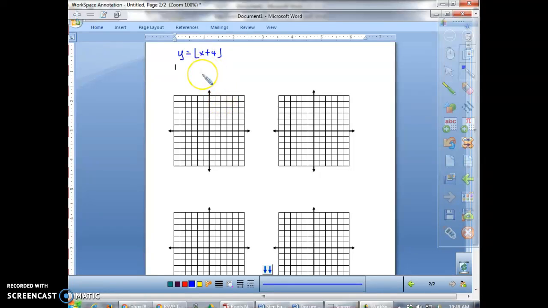Now, where has the origin been translated? To the right or left? 4 to the left. So I'm moving my bubble here. And since it's a floor, I open to the right. And then I just follow the pattern from there. The whole graph just got shifted 4 to the left, and that's it.